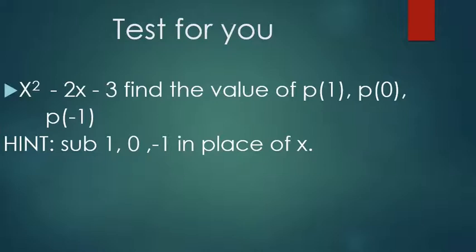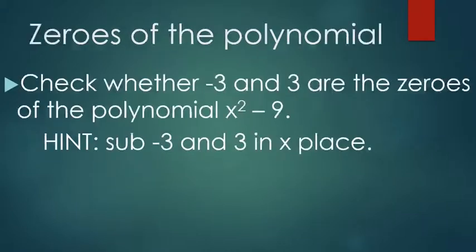So this is for you: x² - 2x - 3. Let's check first whether this is a polynomial or not. x², x's degree is 2. It is a natural number, therefore this term is a polynomial. Minus 2x is also a polynomial. Now they asked us to find the value of p(1), p(0) and p(-1). As we did in the previous sum, we just need to substitute the values 1, 0 and -1 in x's place and find the value of the polynomial.